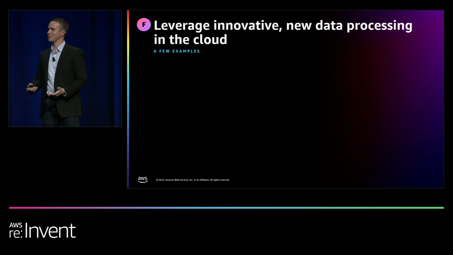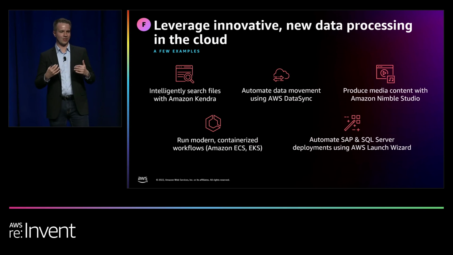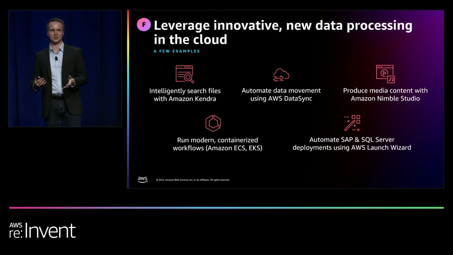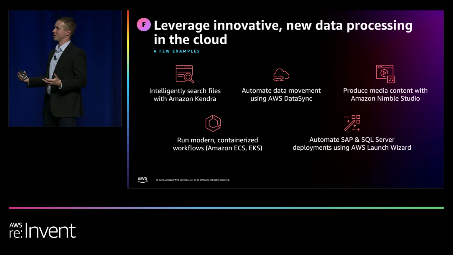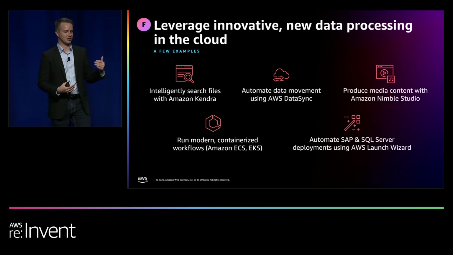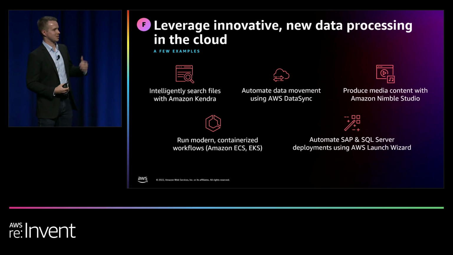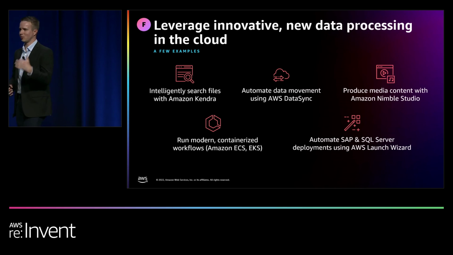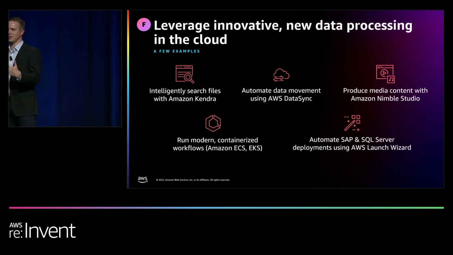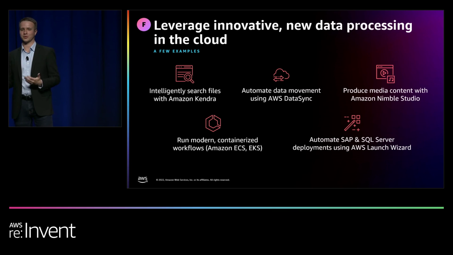And the last point I want to talk through, I'm not going to go through each of the examples, but there are a number of innovative ways that simply by having your data in the cloud, you can do a lot more with it. You can process your data faster. You can use new machine learning services, containerized services, use services like Amazon Nimble Studio to produce media content. These are just a few examples of the AWS services we integrate with that allow you to get more data, get more mobility, and make it even easier for you to deploy your storage in your applications. And this is a list that's going to grow over time.